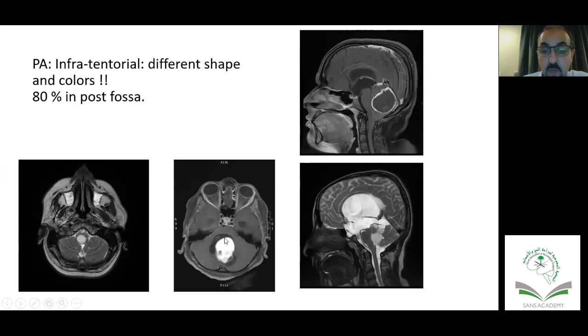These are the easy ones. They are well defined and separated from the brainstem. They actually have a plane of fluid around them. And this one is actually in the brainstem, okay?